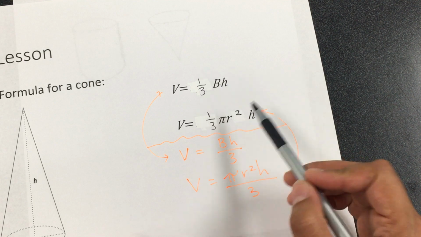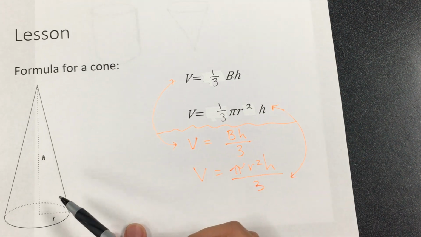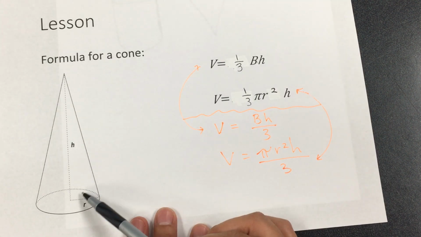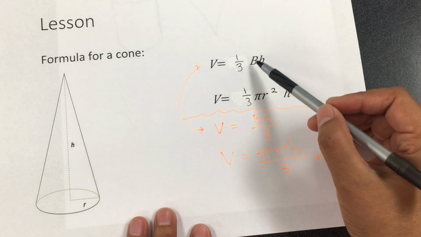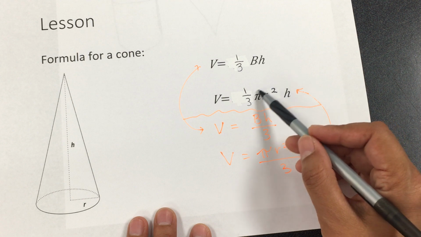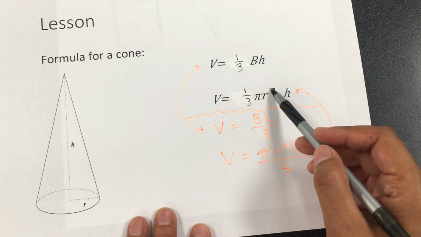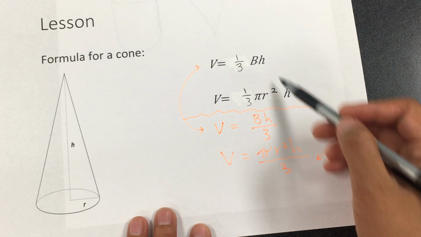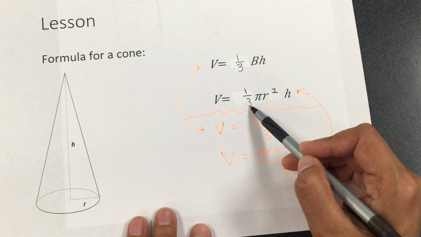The base is a circle. Okay, the base of this shape is a circle. And so that's why for the base we replace it with pi r squared, because that's the area of the circle. And you just bring down the height and the 1/3.